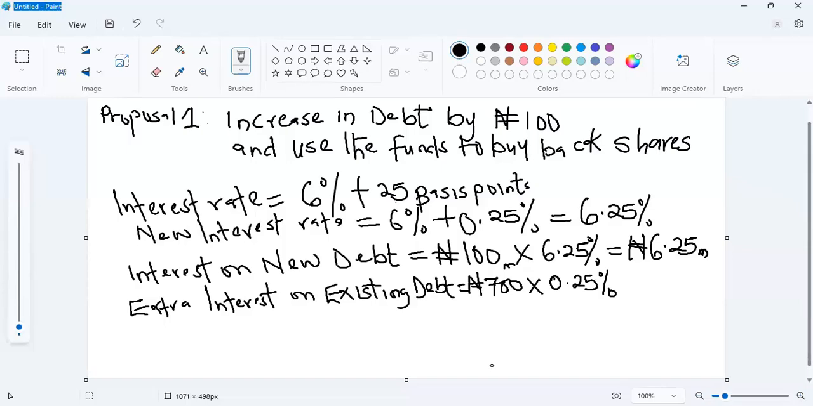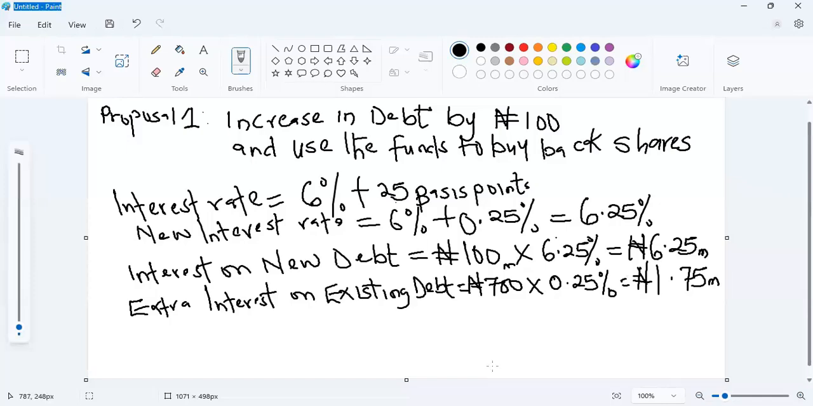Please, let's make this. You should have 1.75. Yes, that's it. You should have 1.75. 700 million times 0.25 percent. You are going to have 1.75 million. That's why it's good to compute.